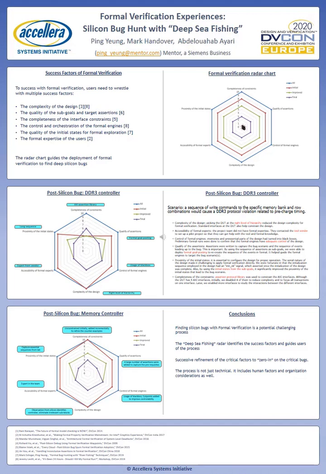The assertions are written to capture the bug scenario and also the sequence of events that lead up to the bug. This is important because by using a sequence of assertions as sub-goals, we are able to recreate the sequence of events in formal verification, which helps guide formal verification to target the bug scenario specifically.